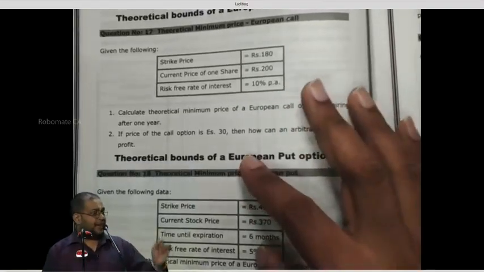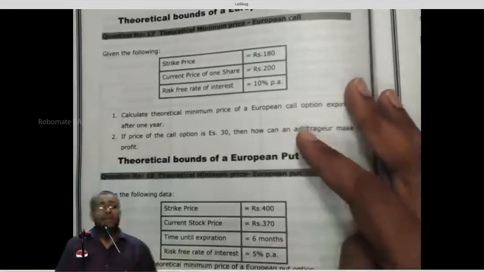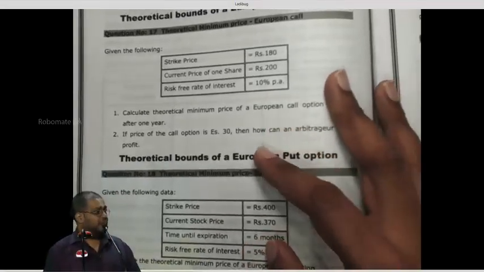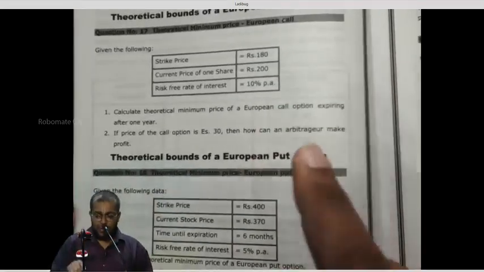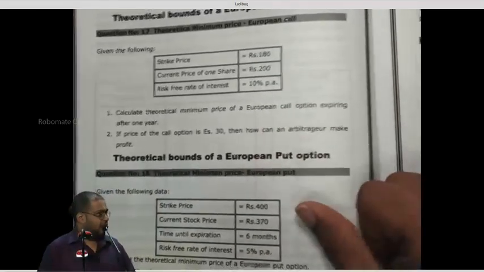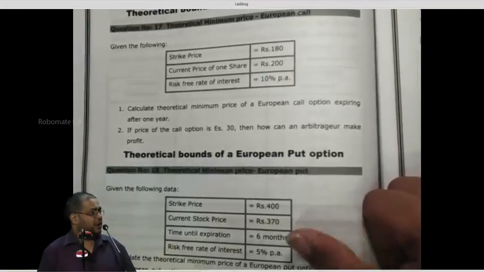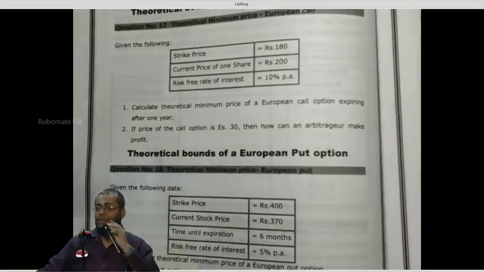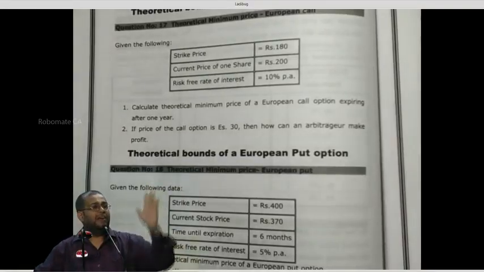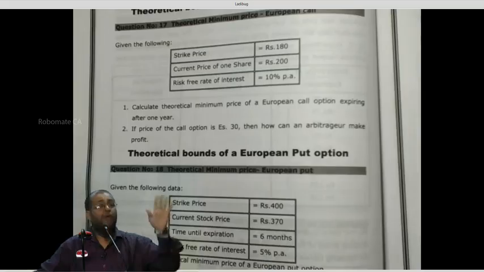Now we should know whether the 30 premium is right or wrong. Is there any scope for making an arbitrage gain? It is a subject matter of discussion. First, I should know what is the minimum value of this call option. What is the minimum premium for this call option? If it is below the minimum, I have a scope for making a profit. Tell me, what is the formula for the minimum value? We'll discuss the logic later.